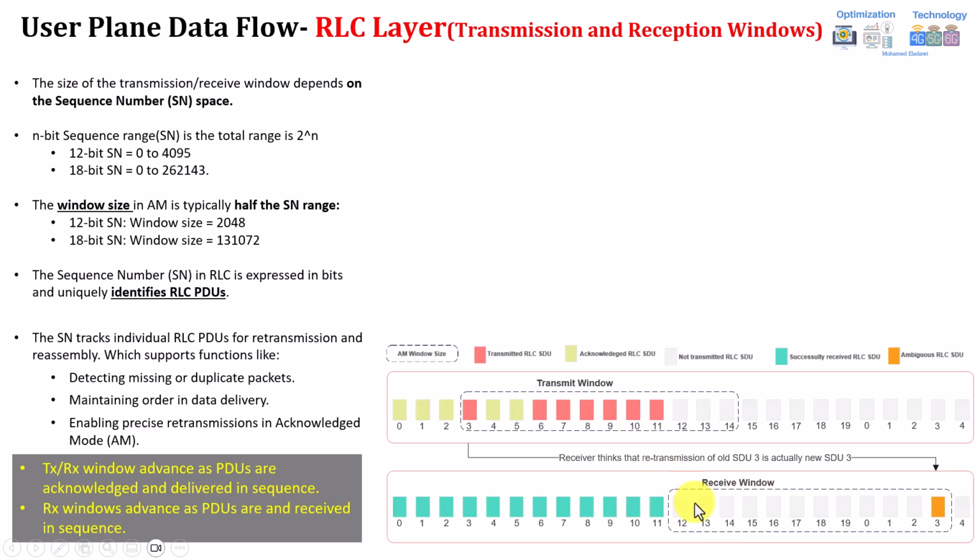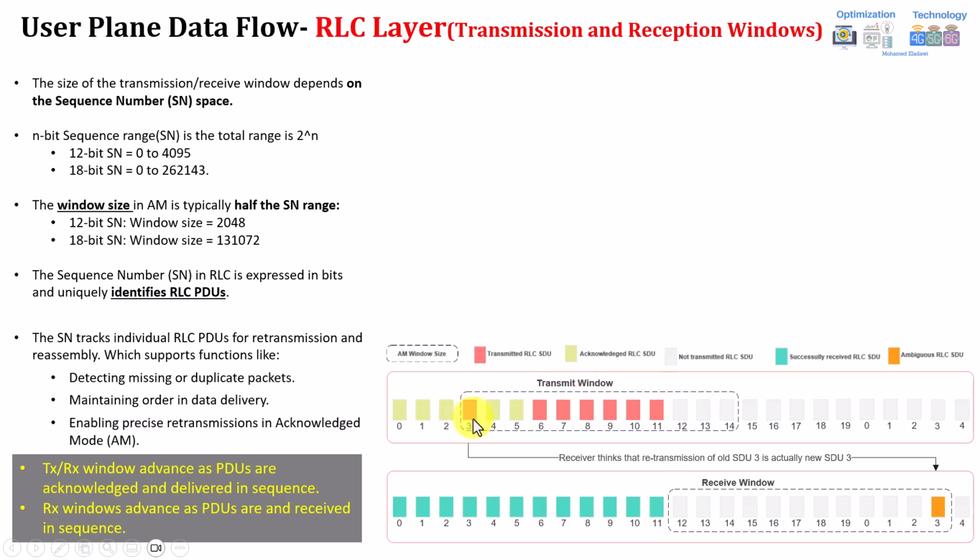Sometimes the receiver can advance its window faster compared to the transmitter. Why? Let's see this example. The example in the top left shows that the transmitter side transmitted from packet 0 to 11, but packets 0, 1, 2, 4 and 5 have been acknowledged, while 3 has not yet.